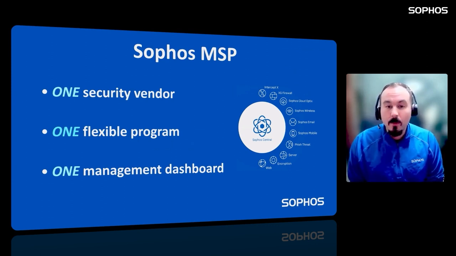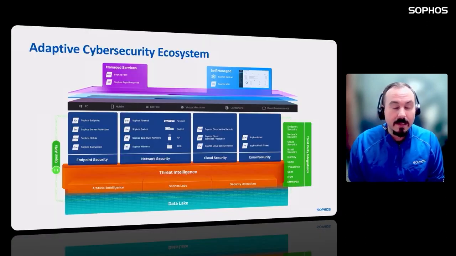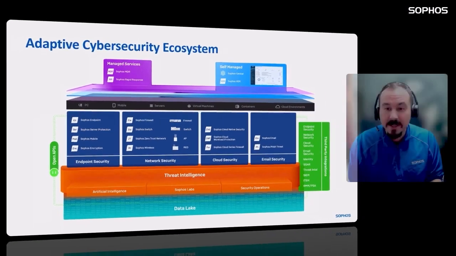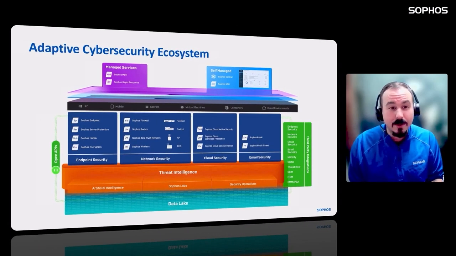Now, when we talk about one vendor, we are talking about that message around consolidation and being able to manage everything in what we call an adaptive cybersecurity ecosystem. I know this slide has a lot going on, so I just want to break this down layer by layer. We'll start at the bottom, and I'll give everyone a quick description of what the adaptive cybersecurity ecosystem, or the ACE, actually is.